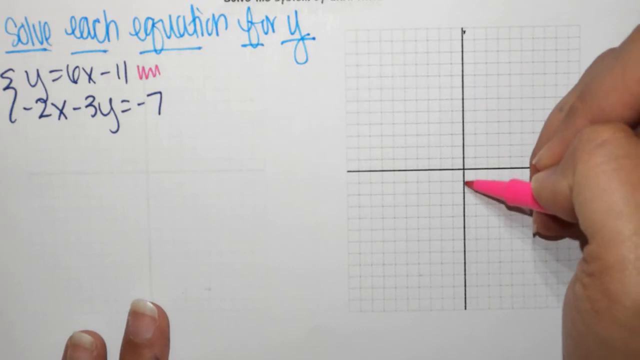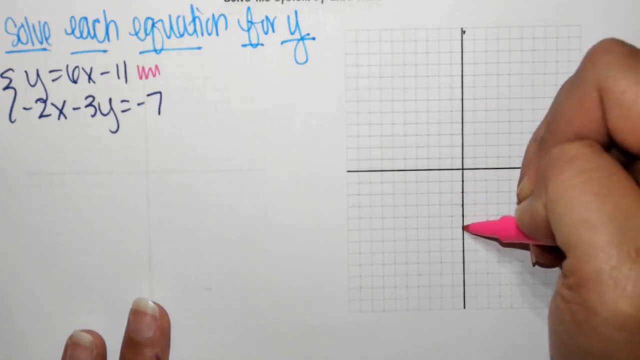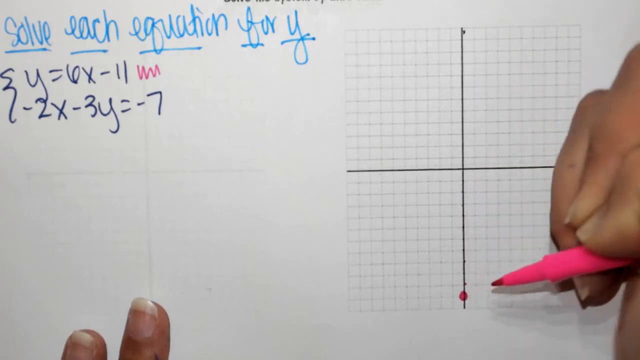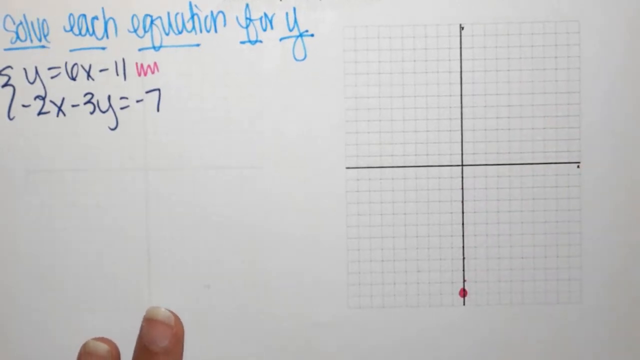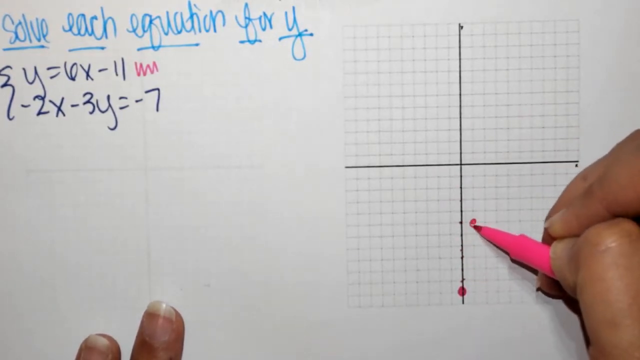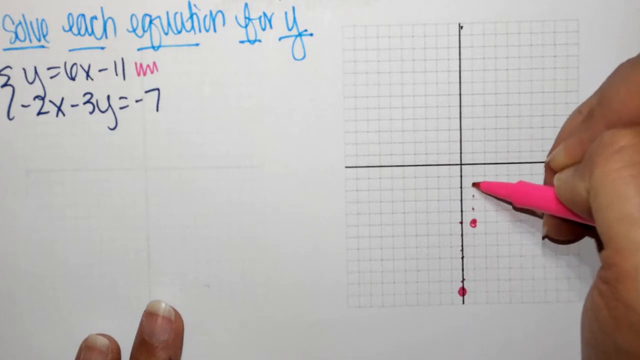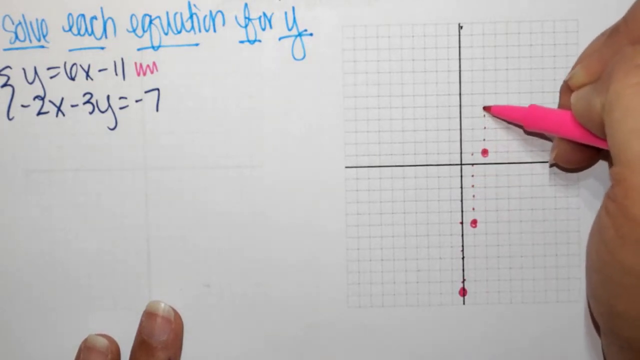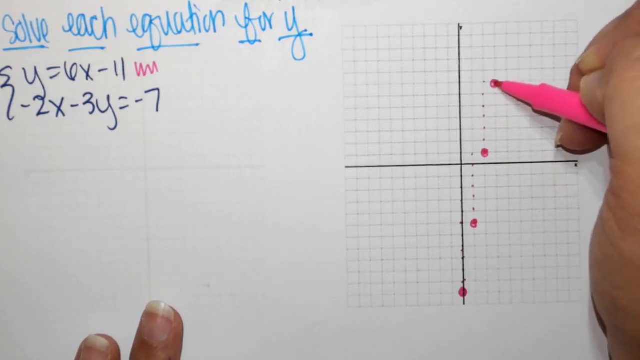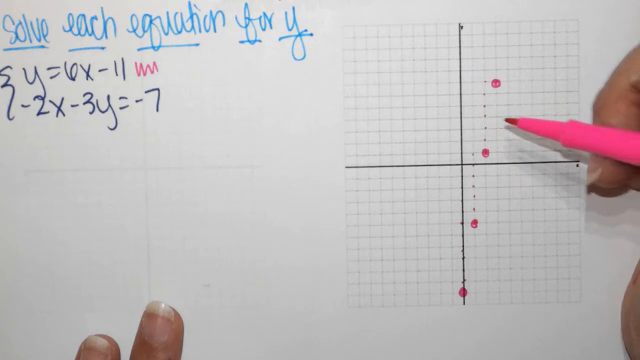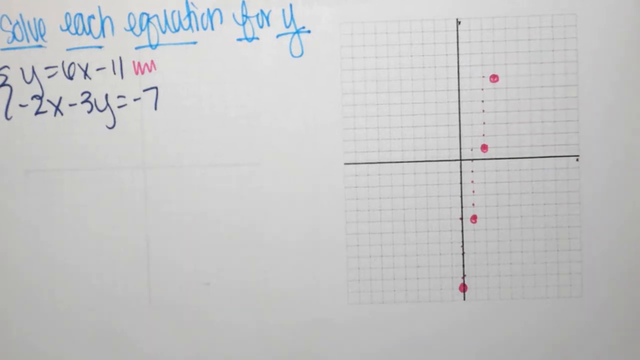Go down 11 first. 1, 2, 3, 4, 5, 6, 7, 8, 9, 10, 11. And then we go right 6. Nope. I go up. It's rise then run. So up 6, right 1. Up 1, 2, 3, 4, 5, 6. Right 1. Up 1, 2, 3, 4, 5, 6. Connect your dots.